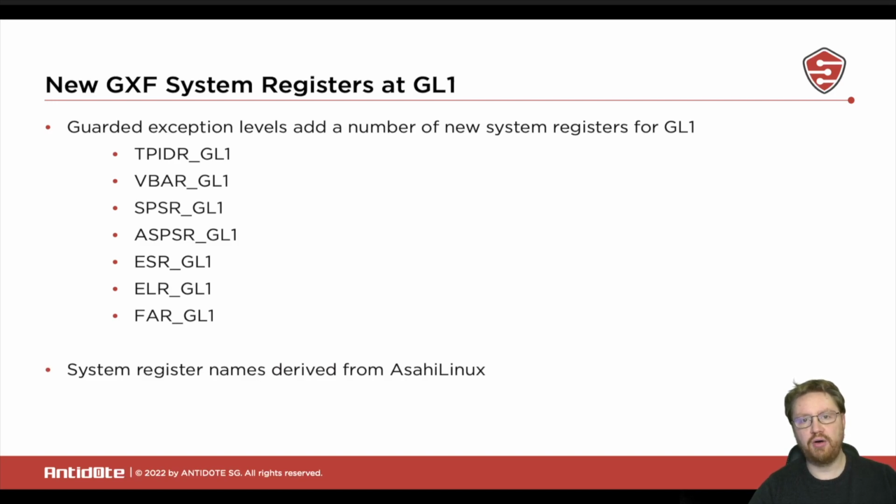Now when we are in GL1, we also have access to new system registers. Here you can see the most important of these system registers. We have TPIDR_GL1, VBAR_GL1, SPSR_GL1, ESR_GL1, ELR_GL1, and FAR_GL1. Again, the system register names are derived from Asahi Linux, but they make sense because they are the same register names as you would see in EL1.